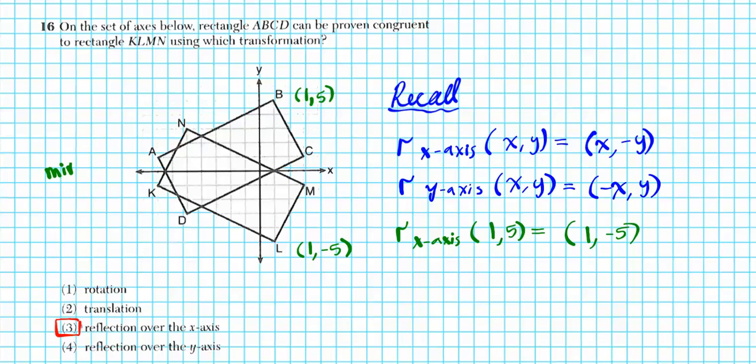Another way you can think about it is, if you fold this graph along this line right here, what's going to happen? This point gets mapped perfectly to this one right here. This one gets mapped, C gets mapped to M, E gets mapped to K, and N gets mapped to D. Okay, so it's clearly a reflection about the x-axis.